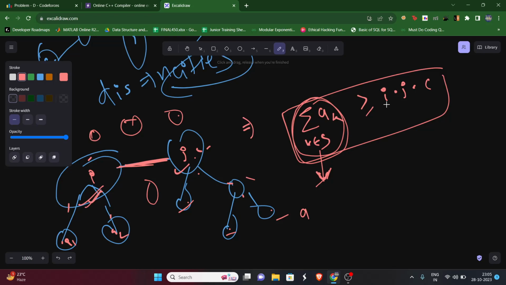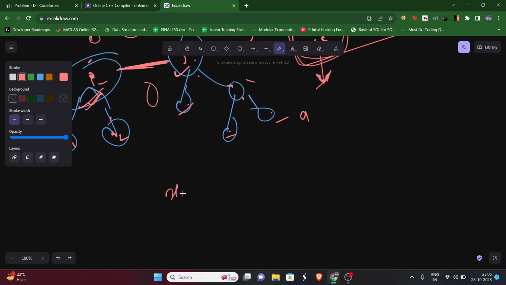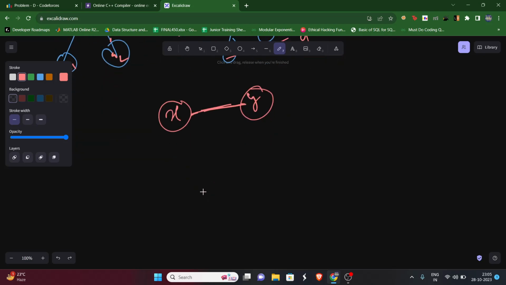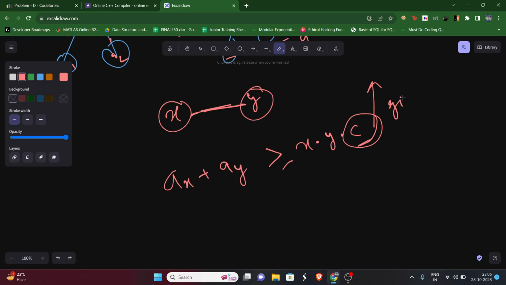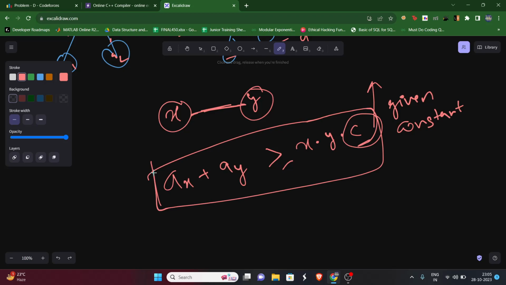Okay, that should be greater than I into J. I and J are the city numbers. So this was city number I and city number J. If we just consider two cities, X and Y, and we want to make an edge between them, then this equation will simply reduce to AX plus AY should be greater than X into Y into C. I forgot about C. This is nothing but a given constant. It was a given constant in the question. So this is the basic expression we need to take care of.